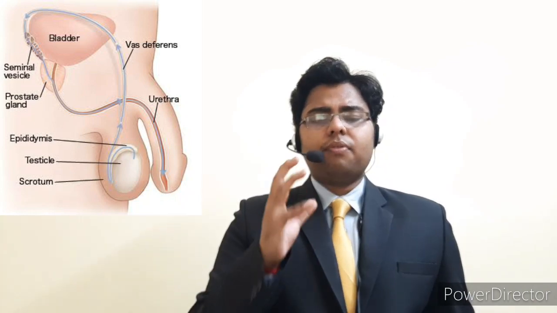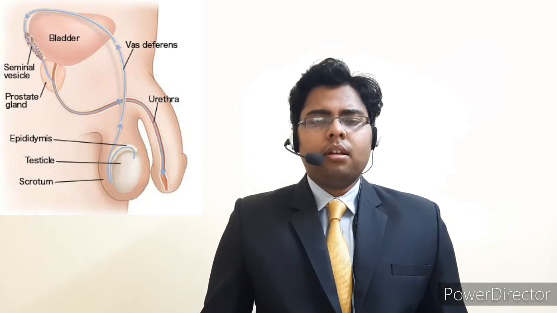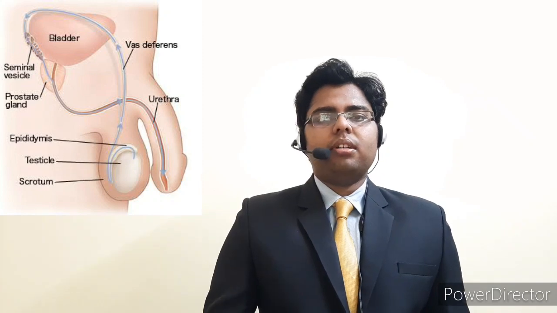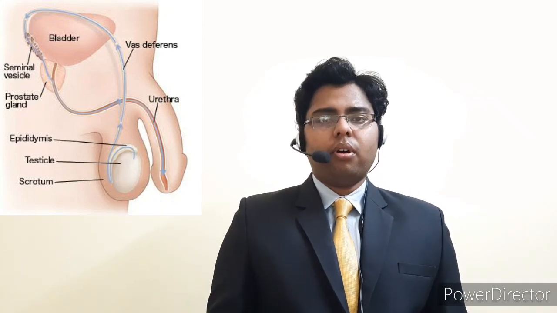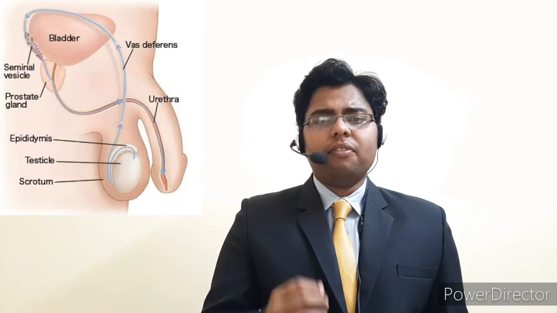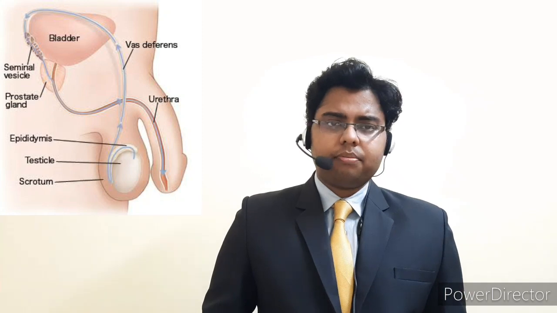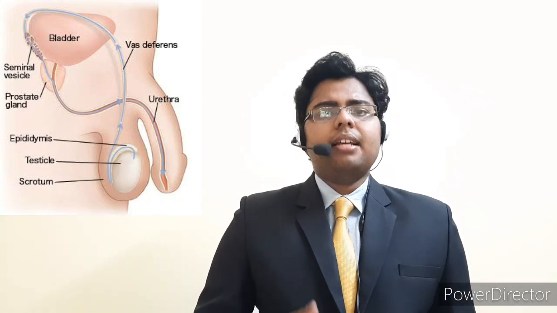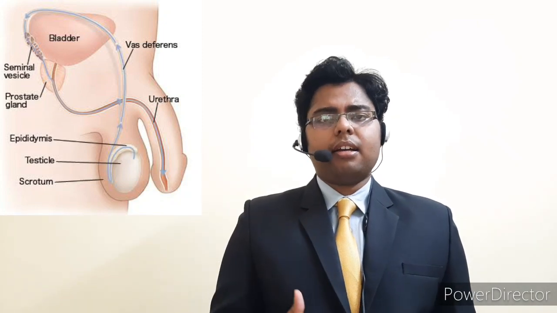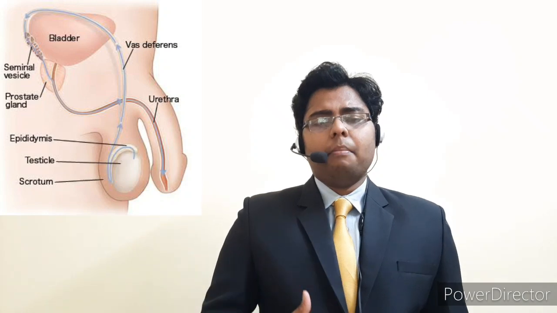Now we're coming to the ejaculatory duct. The ejaculatory duct is formed by the fusion of the vas deferens and the seminal vesicles. Now coming to the urethra. The urethra is a tube that carries urine from the bladder to the outside of the body, and it has an additional function of ejaculating semen when a man reaches orgasm. And now we're coming to the seminal vesicles. The seminal vesicles are pouch-like sacs which attach to the vas deferens near the base of the bladder.